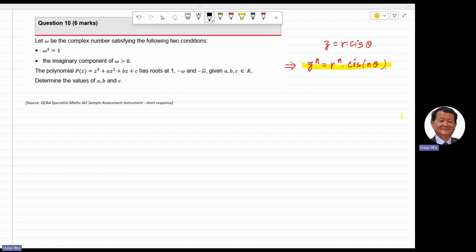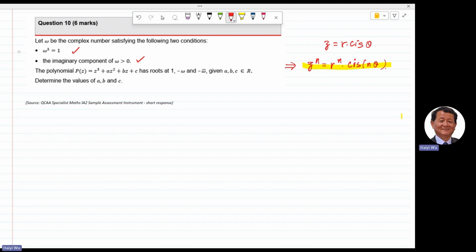All right, today we're going to use the polar form of a complex number to solve this question. So we have a complex number called omega. Omega to the power of 3 is 1. And also the imaginary component of omega is greater than 0, which is positive.